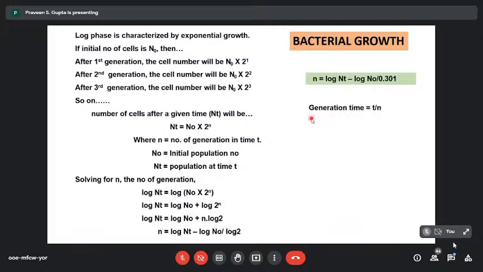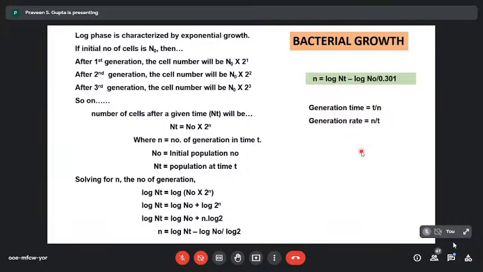And you should remember generation time. Generation time is the time taken by the bacteria to become double. In terms of the equation, it is written as T by N, where T is the time and N is the number of generations. And generation rate is N by time, the number of generations upon time, where time is given in hours here. So you should remember generation time is just the opposite of generation rate.